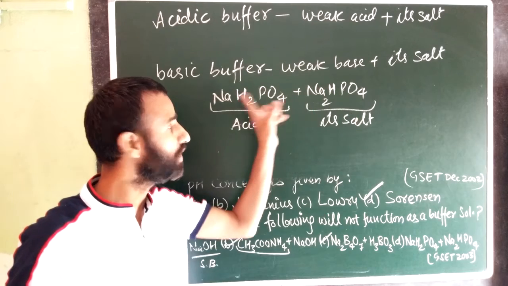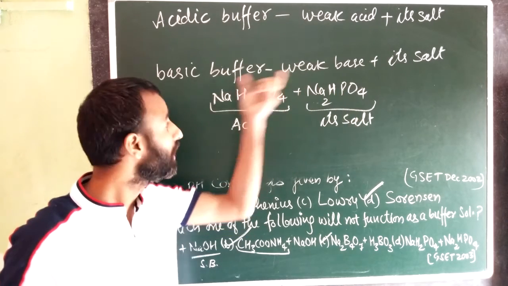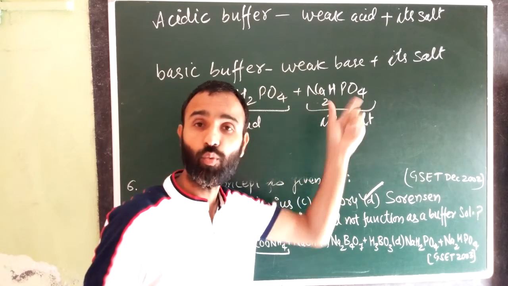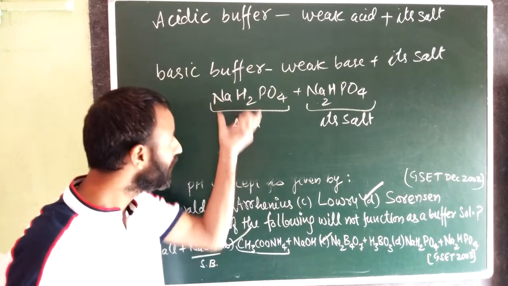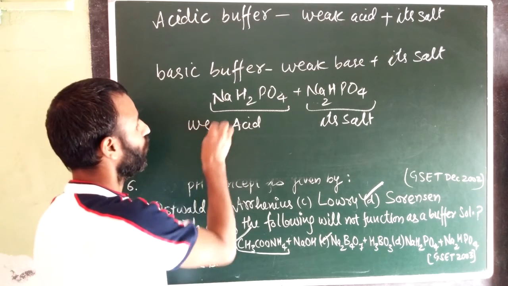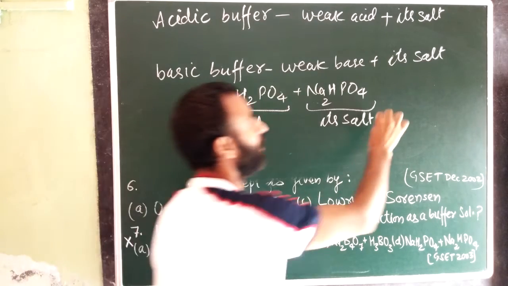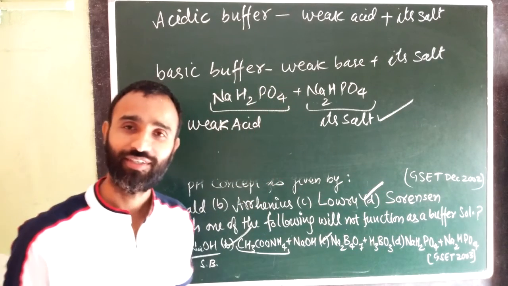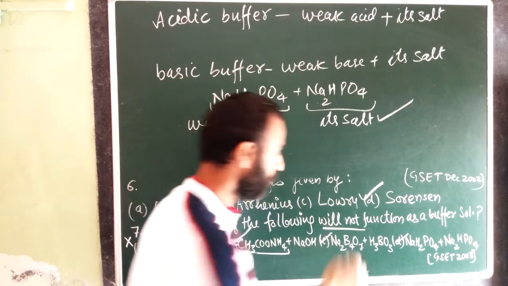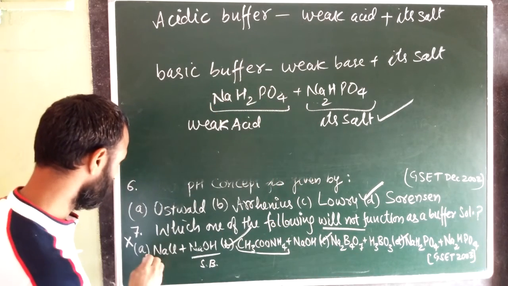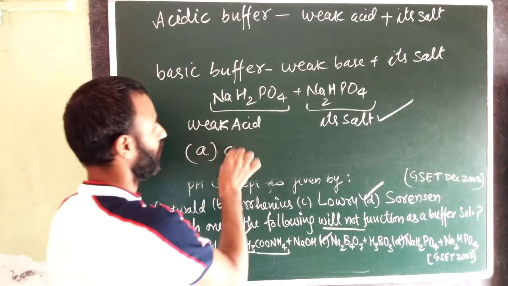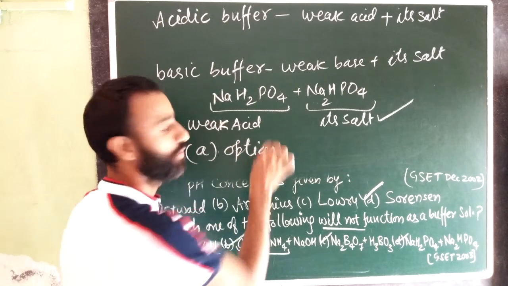Both can act as acid. Both have H plus, but one has 2 H plus and the other has 1 H plus. That means it is acting as an acid. So it is a mixture of weak acid and its salt. Got it? So it is also a buffer. That means the one which will not function as a buffer is only the first. So option A is correct. So just note down.